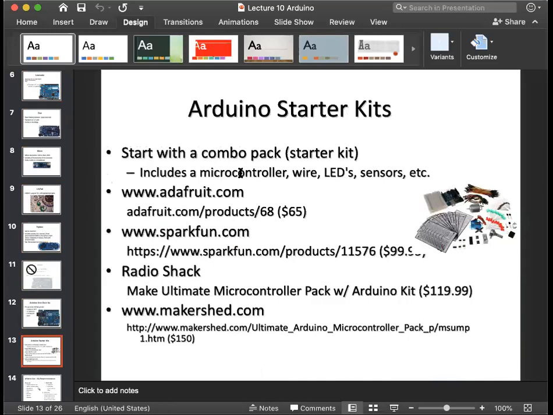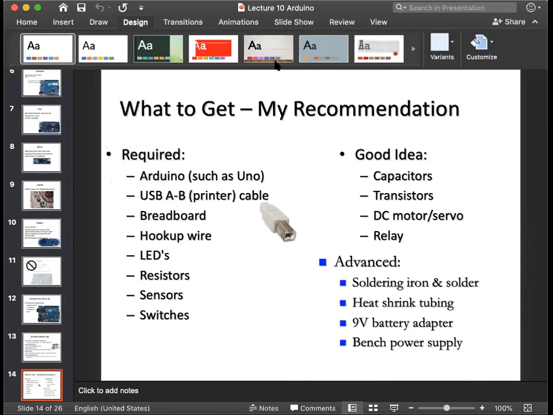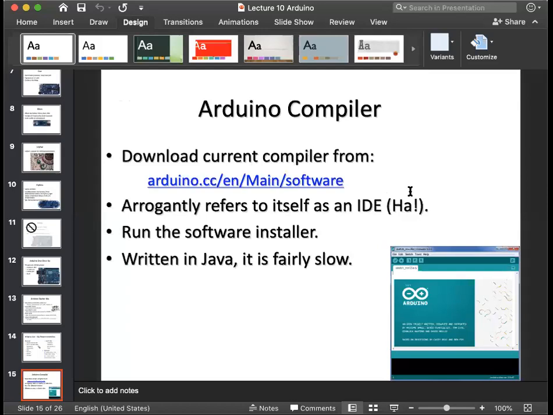Arduino starter kit. If you want to connect the Arduino hardware with your software, then you need some pack, some compiler, you need to download some software to connect with it. And for the connection you have some requirements: an Arduino, a USB, breadboard, hookup wire, LED, resistor, sensor, capacitor, transistor. You need these to connect your hardware and software, and you need a compiler where you write your program. You need an Arduino compiler, just like for C you use one compiler and for Java you use another. So for Arduino you need a compiler to do your task.